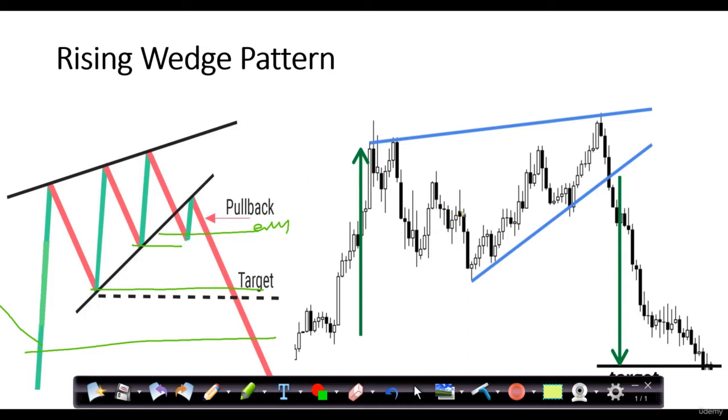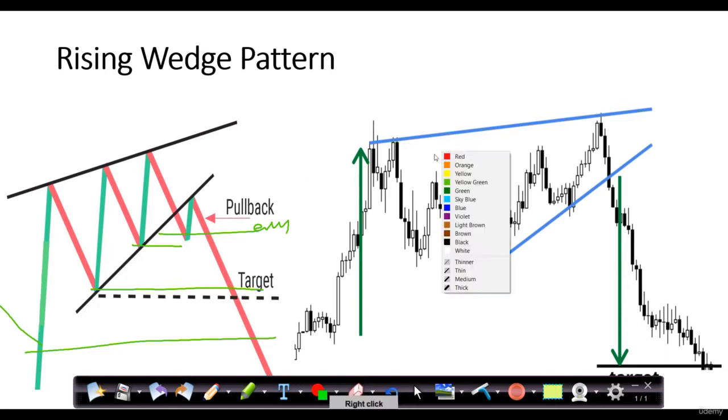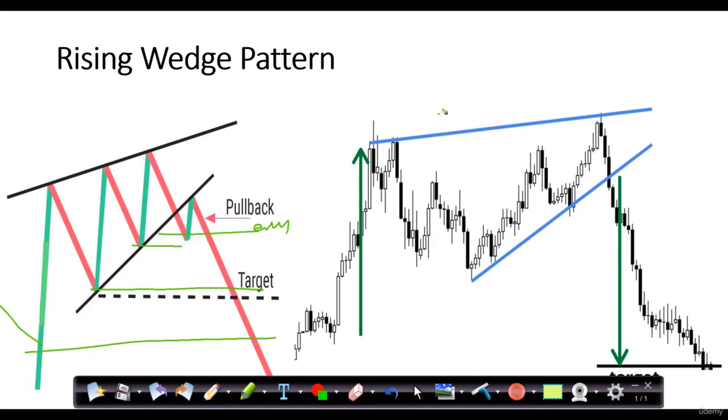This is the trap for the buyers. If the market has been moving upside for the last couple of days, 2 or 3 days, then there is a high probability that we will see a rising wedge pattern. We can see the rising wedge pattern at the top of the market, like when the market is at an all-time high or there has been continuous buying in the market for the last couple of days.